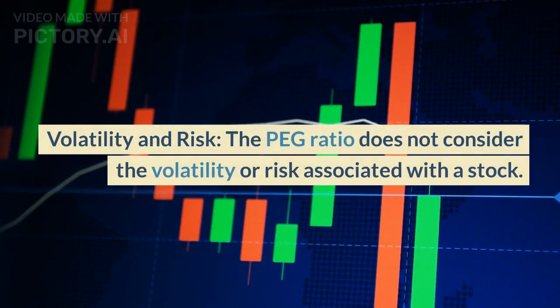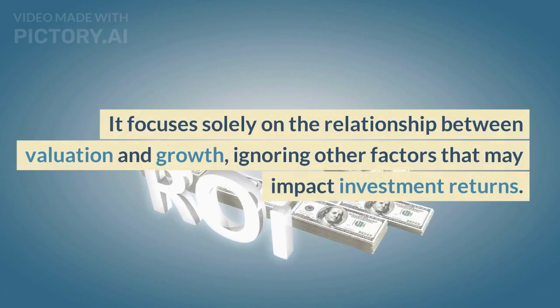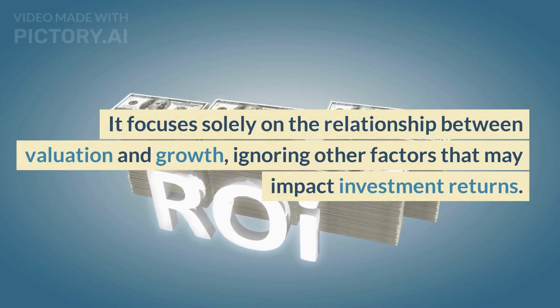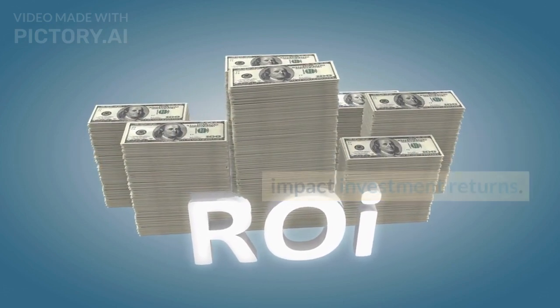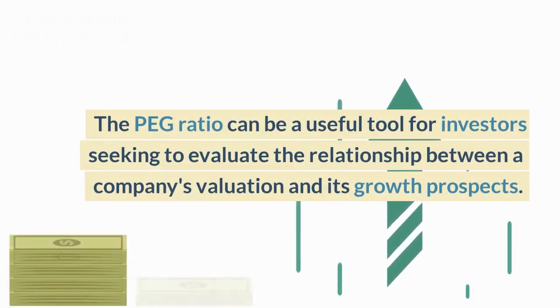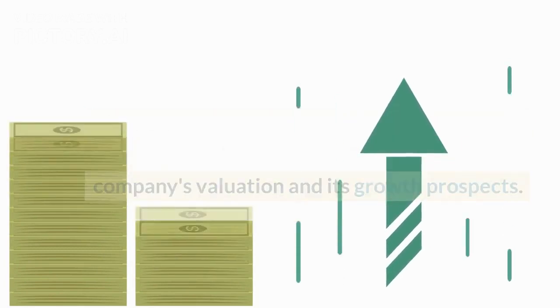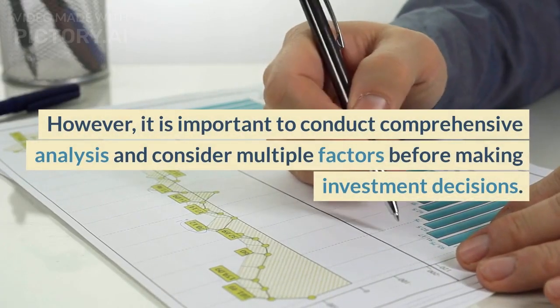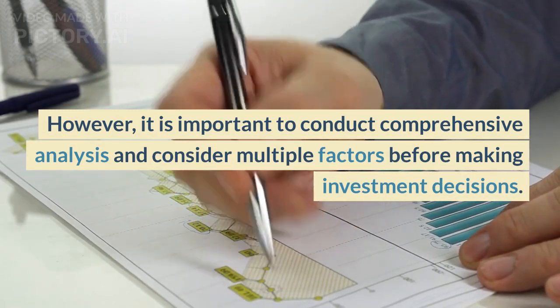Volatility and risk. The PEG ratio does not consider the volatility or risk associated with a stock. It focuses solely on the relationship between valuation and growth, ignoring other factors that may impact investment returns. The PEG ratio can be a useful tool for investors seeking to evaluate the relationship between a company's valuation and its growth prospects. However, it is important to conduct comprehensive analysis and consider multiple factors before making investment decisions.